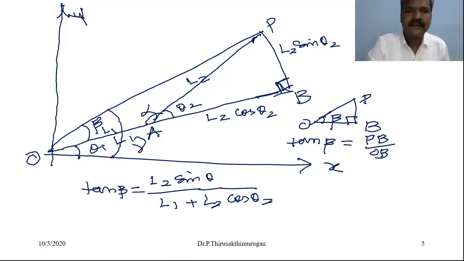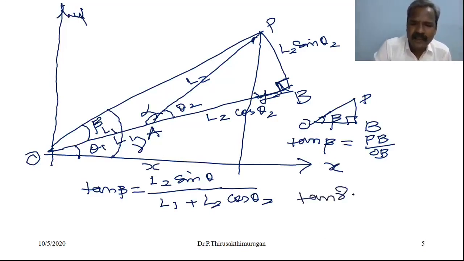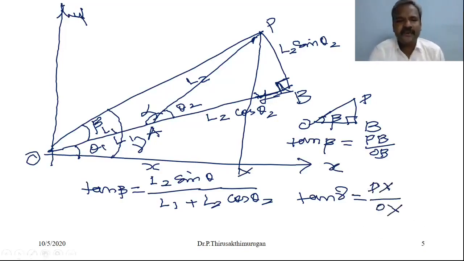Consider this triangle where this is x, this is y. So here, what is tan gamma? Tan gamma equal to the opposite side of gamma, px divided by yx. Am I right?